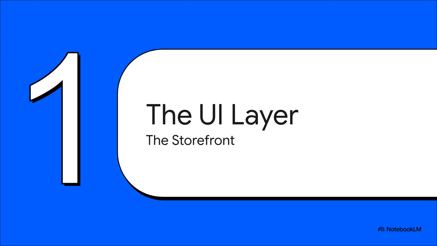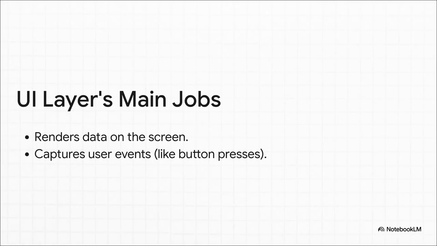All right, first up, the UI layer. Let's give it a nickname, the storefront. It's everything your user actually sees and touches. All the buttons, the images, the text on the screen. It is literally the beautiful face of your entire operation. And the UI layer's job is wonderfully, beautifully simple. It really only has 2 main responsibilities. First, it displays data on the screen, and second, it captures what the user does, like a button tap. That's it. That is its entire job.